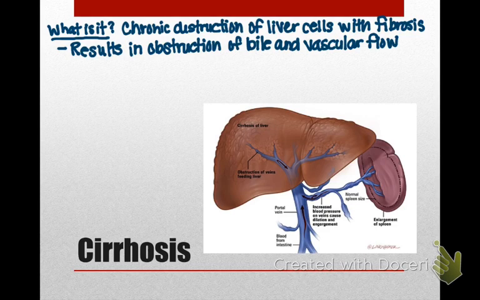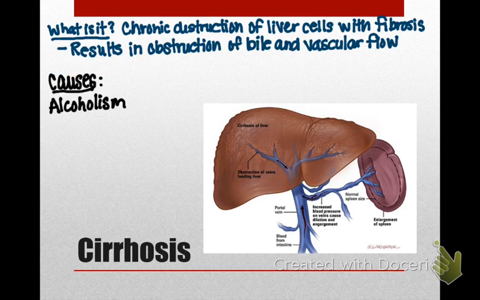What exactly is it? What is cirrhosis? Well, there it is for you. It's chronic destruction of the liver cells or your hepatocytes with fibrosis. What is fibrosis? Fibrin buildup, right? Think scar tissue, fibrin. So it results in the obstruction of bile and the vascular flow. Remember I said the liver's very vascular? So if it's not flowing well, if the blood and the nutrients can't get there, we got a problem.